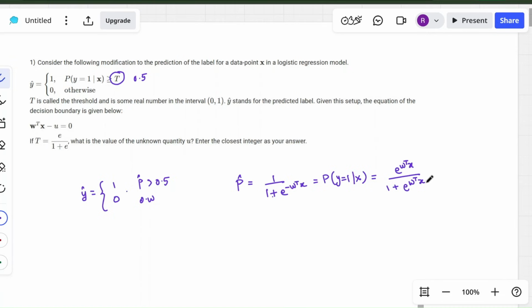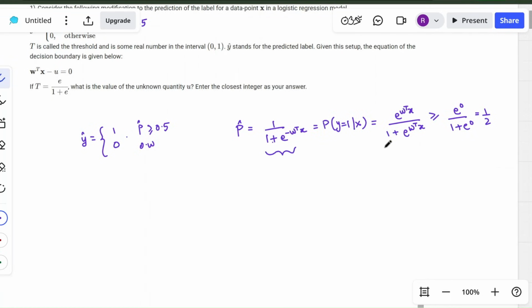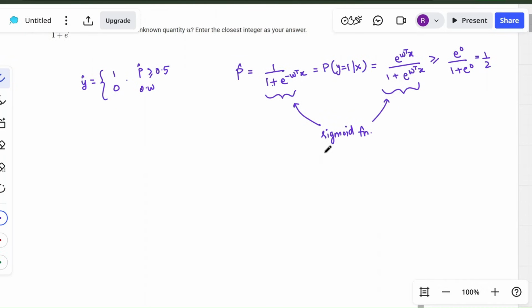And when you say this is bigger than or equal to 0.5, what you mean is that this is bigger than or equal to e to the power 0 by 1 plus e to the power 0, which is nothing but half. This is known as the sigmoid function, be it this form or the other, both are the same thing. One beautiful characteristic is that it is injective and monotone increasing. I hope by this point you know what injective is.